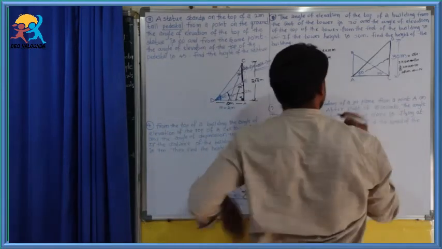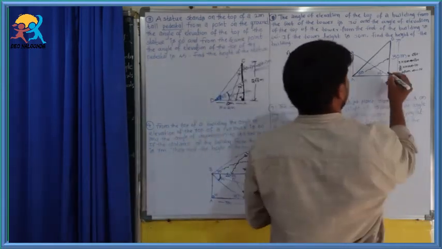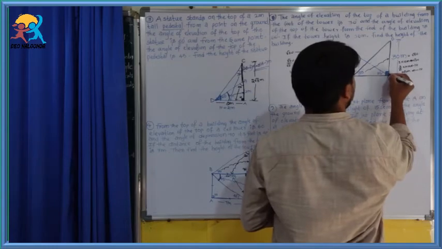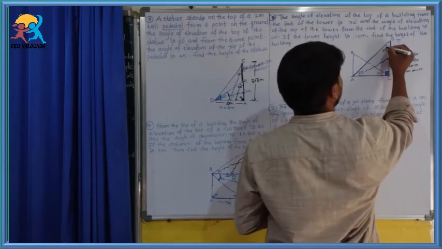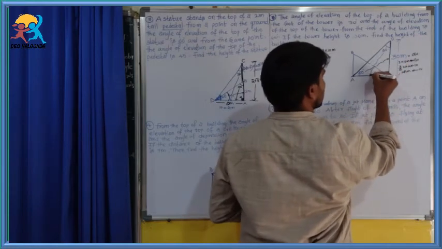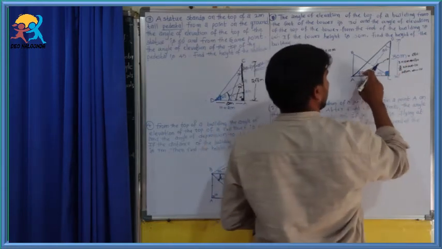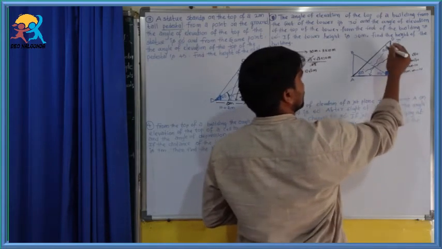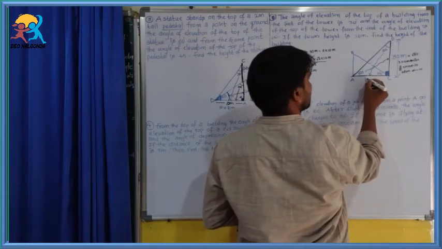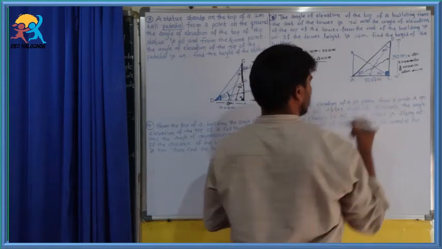Since it is 90 degrees in triangle ACD, with 60 and 90, automatically this angle is 30. Then opposite 60 degrees is 30 meters, that is root 3 units. Then 1 unit value is 10 root 3. Then opposite 30 degrees is 1 unit, that is 10 root 3 meters.